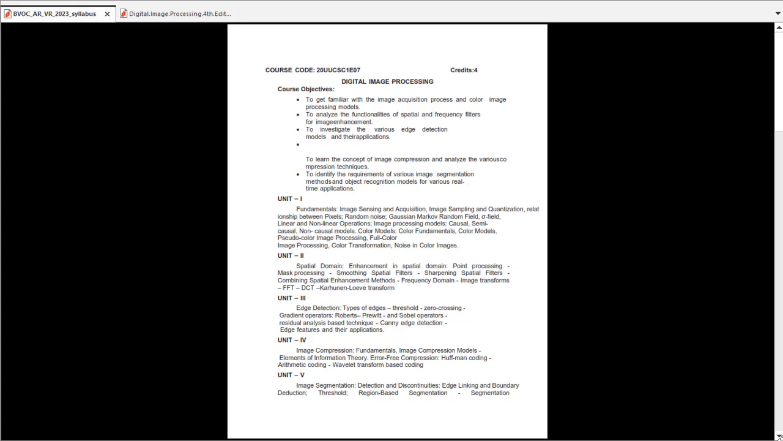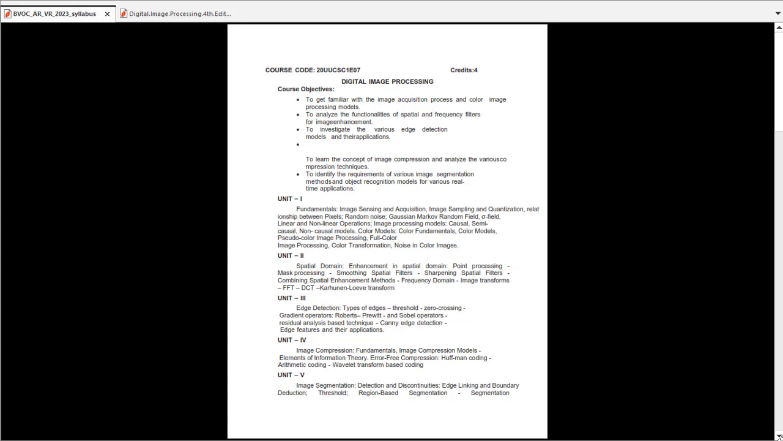Another objective is to analyze the functionalities of spatial and frequency filters for image enhancement, and also to investigate the various edge detection models and their different applications, and also to learn the concept of image compression and analyze the various compression techniques, to identify the requirements of various image segmentation methods and object recognition models for various real-time applications. In this first unit, we cover many fundamentals of digital image processing.